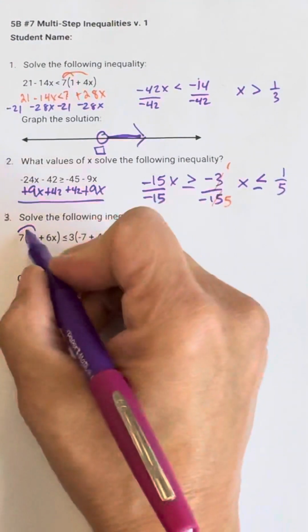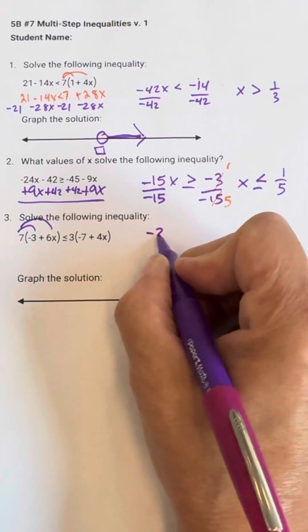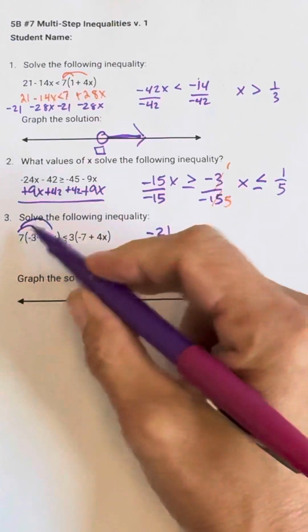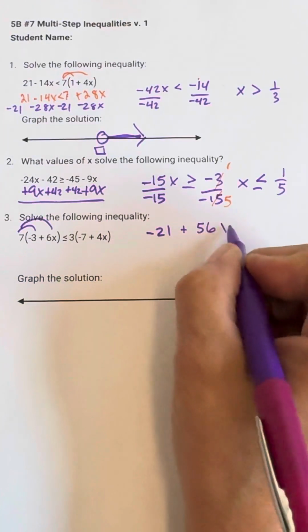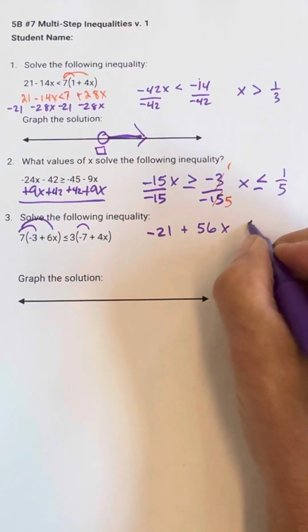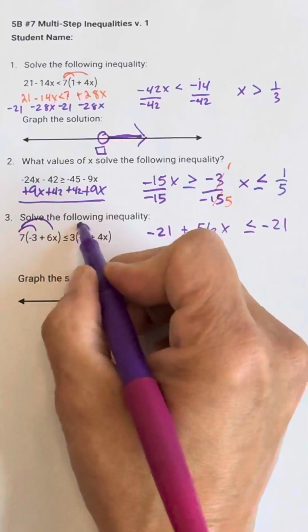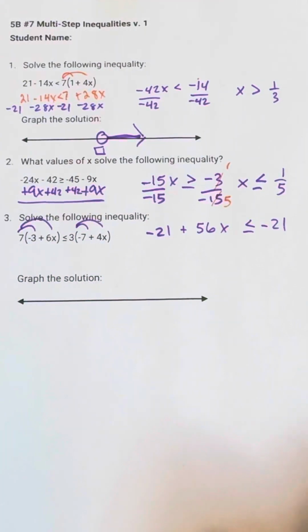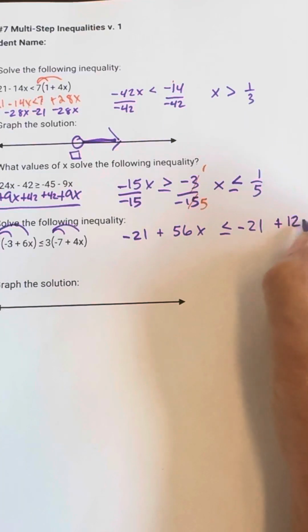7 times, so we're going to distribute. 7 times negative 3 is negative 21. 7 times 6 is 56x. 3 times negative 7, and grab that symbol, is negative 21. 3 times 4 is 12, so plus 12x.